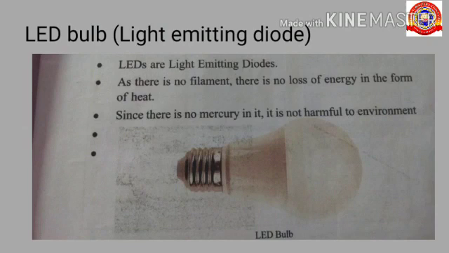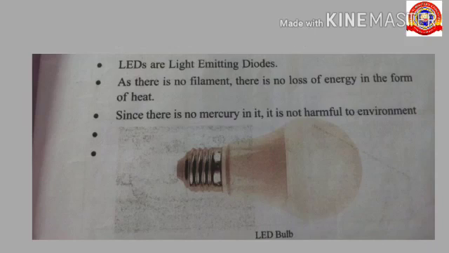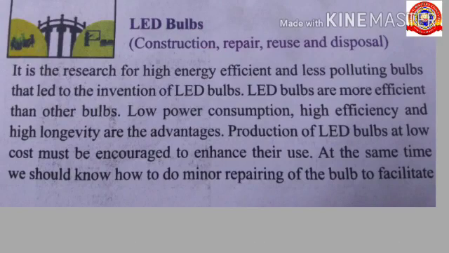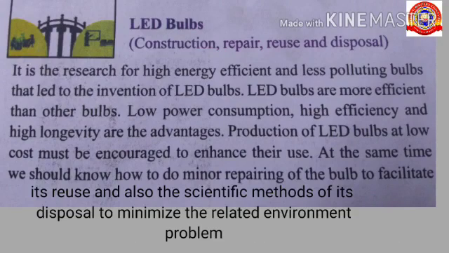Next one is the LED bulb. LEDs are light emitting diodes. We know there is no filament inside the LED lamp. It contains a diode. So there is no loss of energy in the form of heat. Since there is no mercury like in a fluorescent lamp, it is not harmful to the environment. These are some of the important advantages of LED. Let's see more about LED. Nowadays, LEDs are widely used instead of other lamps.